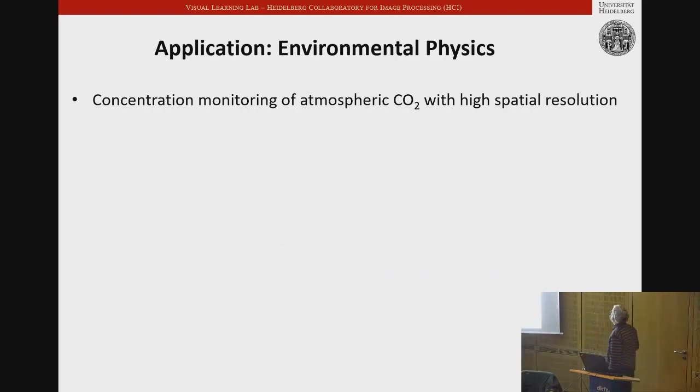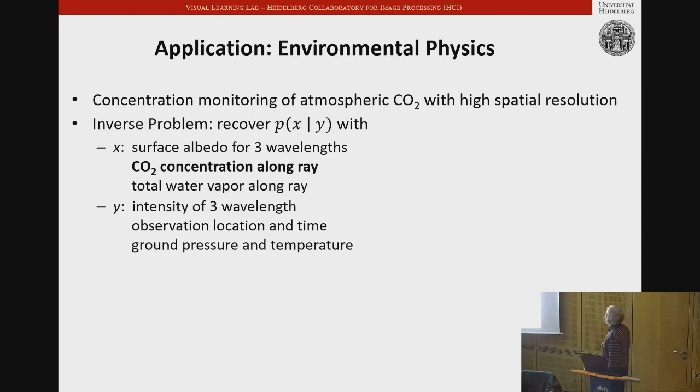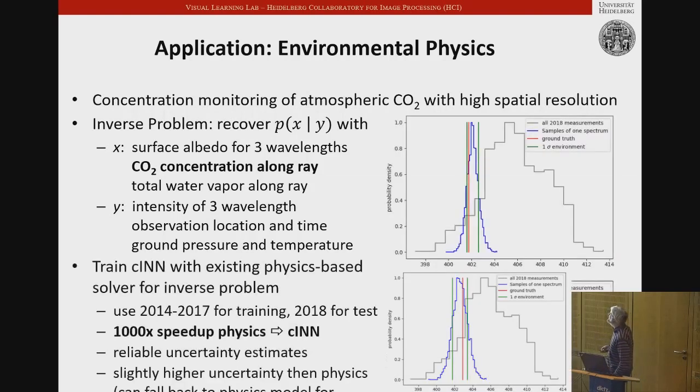And we do essentially the same thing. So our X is the CO2 concentration and a few other parameters that are also of interest. And the input is the spectrum and the location of the satellite and time of the image, because that's important for the lighting conditions. Because the spectra, of course, depend on where the sun was. And also some meteorological parameters. And then we train a network.